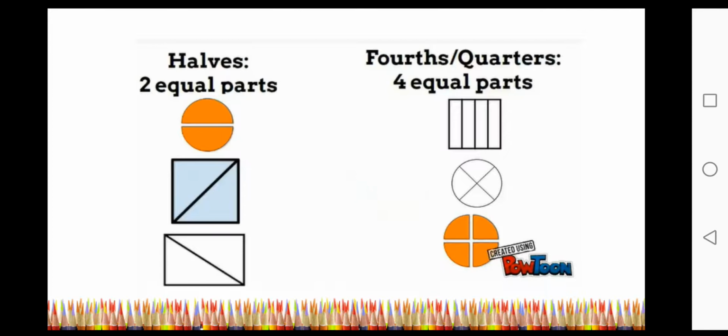So make sure not to mix up halves and quarters or fourths. See? Halves are divided into two equal parts, whereas quarters or fourths are divided into 4 equal parts. Remember, the parts have to be equal. Okay?